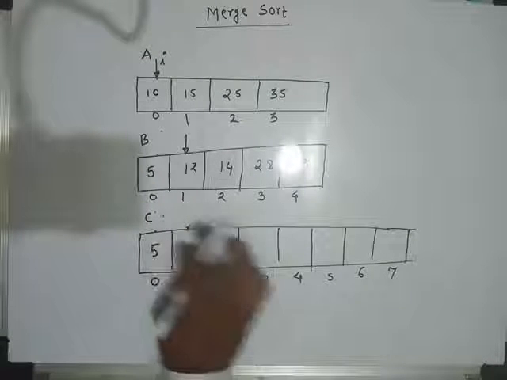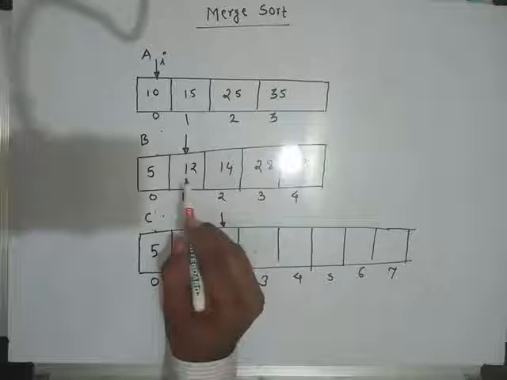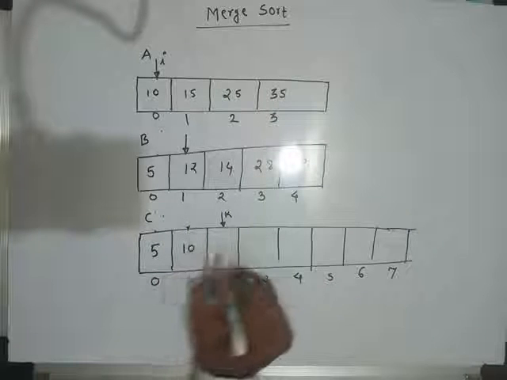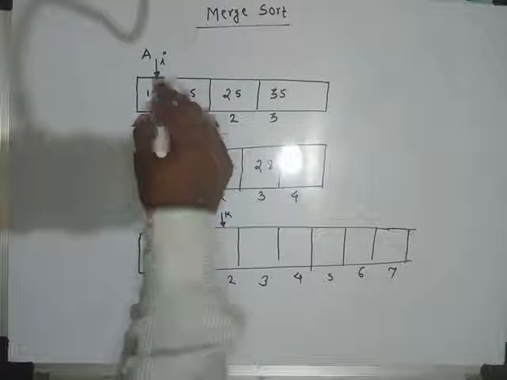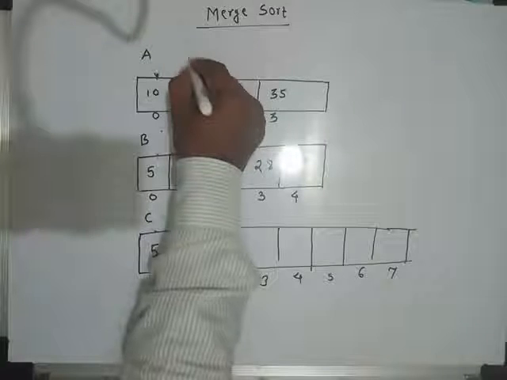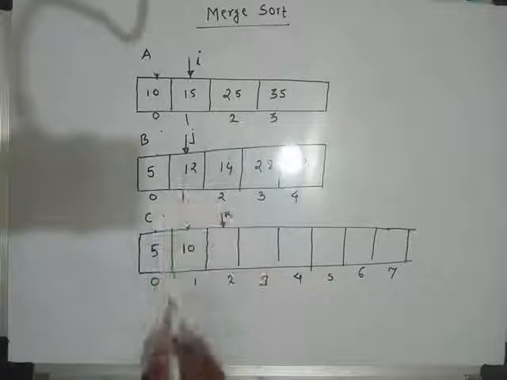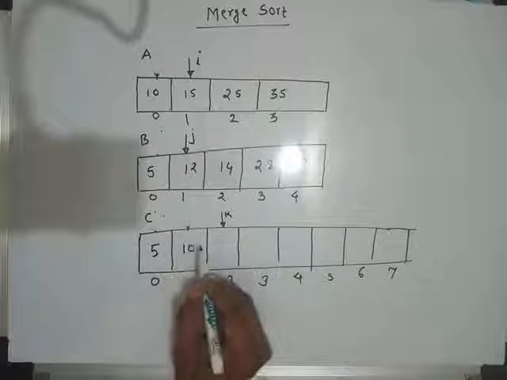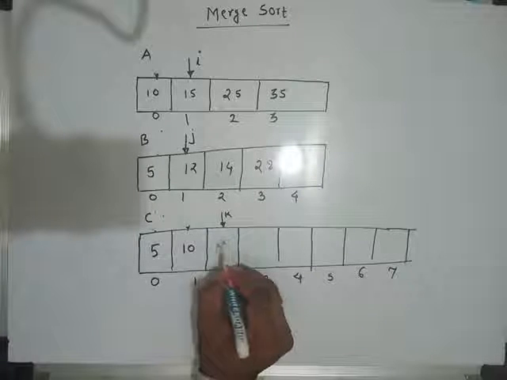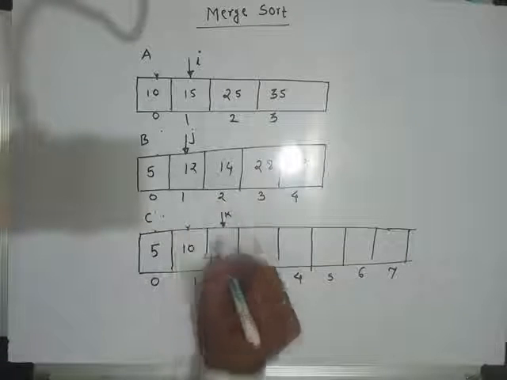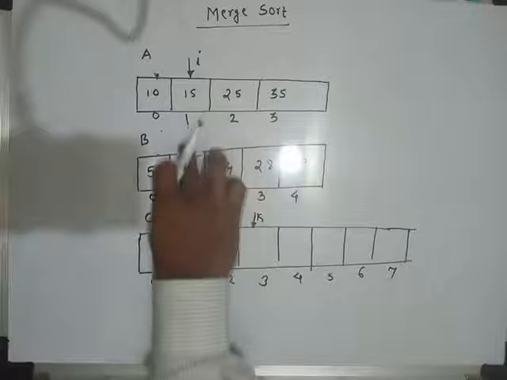As soon as I copy 10, I will increment both k and the array variable from where I have copied. So I have copied here in C, and this is the place where the next number will be copied. I have copied from A, so I'll increment i also. Again I will compare A of i with B of j. A of i is greater than B of j, so I must copy from array B. So the number is 12. Copy 12 and increment k and also j.